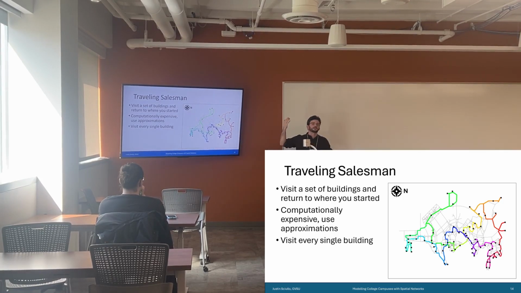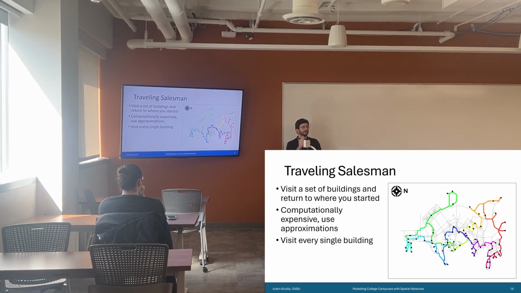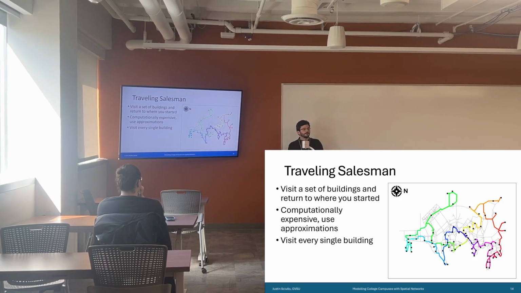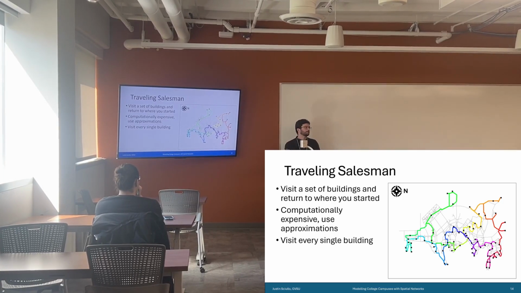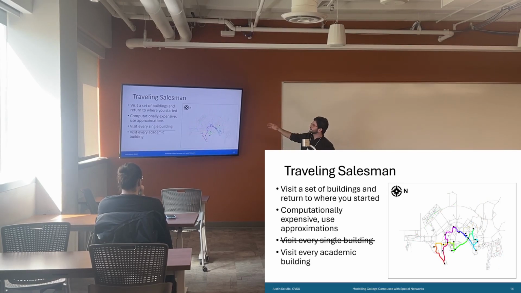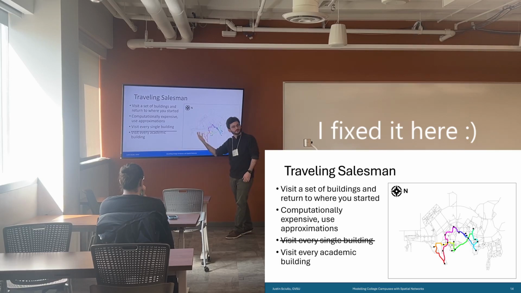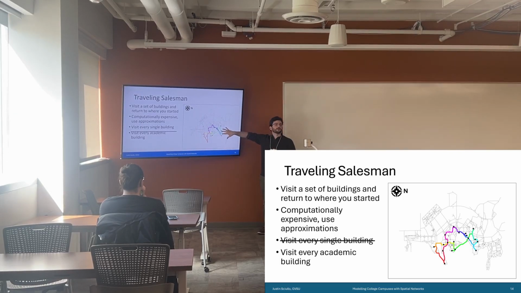I think a really good application of this would be emergency services. Let's say there's an emergency on campus and you need to check every single building, make sure that everyone's safe. You should do that in the shortest path possible, right? Another way that you could apply this, let's say if you wanted to visit every single academic building. This was supposed to cross that out, it's a shame it didn't, but we wanted to visit every academic building.